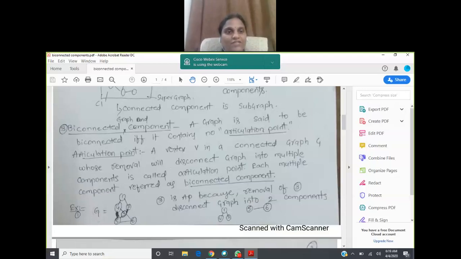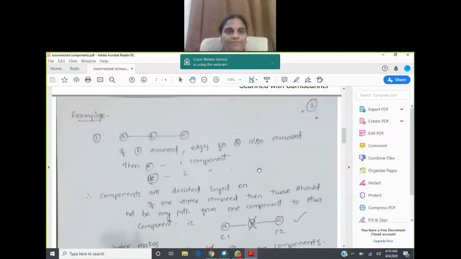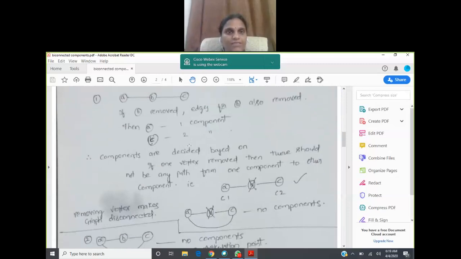So, what is an articulation point? An articulation point is a vertex in a connected graph whose removal will disconnect the graph into multiple components. Here, by removal of vertex 3, this graph is disconnected into two components and each component is referred to as a biconnected component. And see some more examples related to biconnected components. So see here, this is one graph. This graph consists of three vertices. On the removal of vertex B, this graph is disconnected into two components. One component is A and the other component is C.